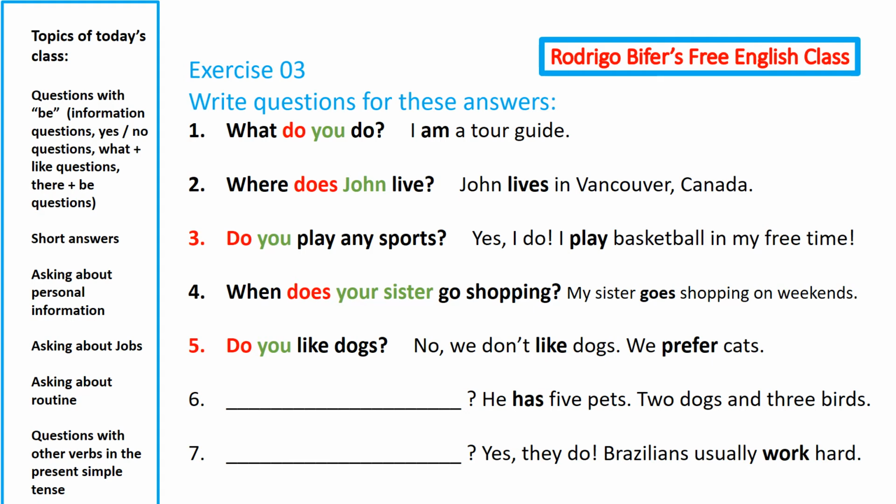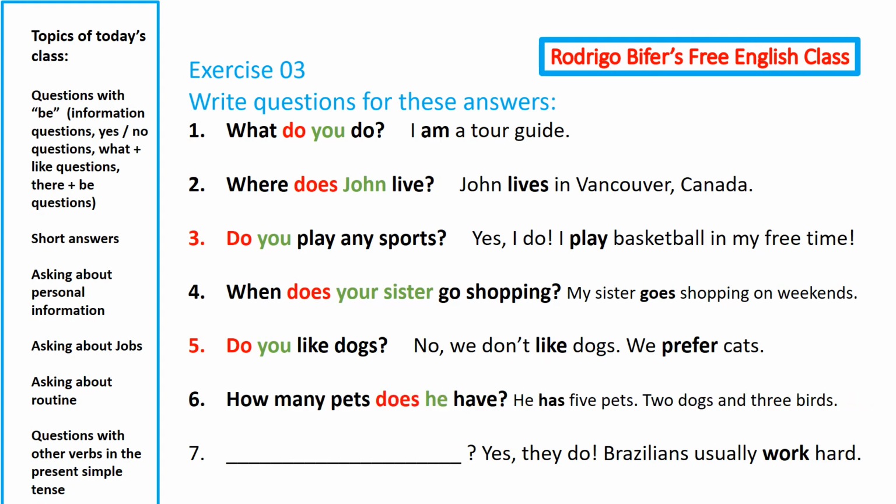The best question here, in my opinion, would be how many pets does he have? How many pets does he have? How many pets? All that is the question. Does he have? Pay attention. Have here is used in the infinitive. How many pets does he have? He has 5 pets, 2 dogs and 3 birds.